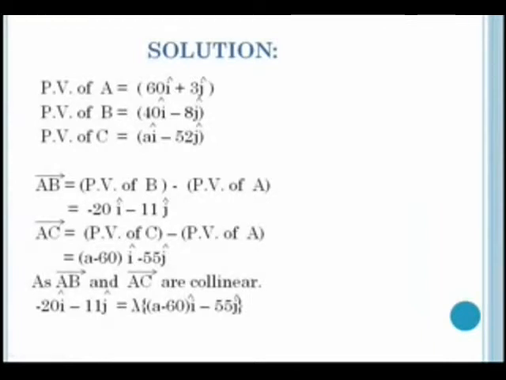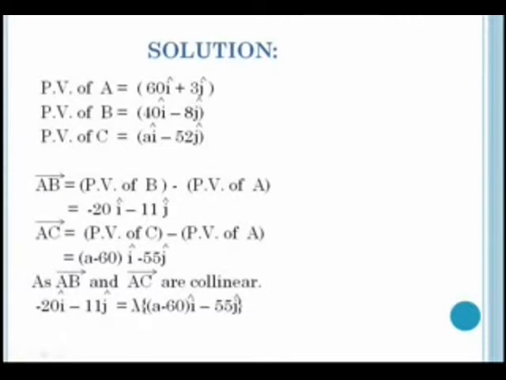Let us say that the position vector of point A is equal to 60 times i cap plus 3 times j cap. Position vector of point B is equal to 40 times i cap minus 8 times j cap. Position vector of point C is equal to a times i cap minus 52 times j cap. Now it has been given that these points are collinear.